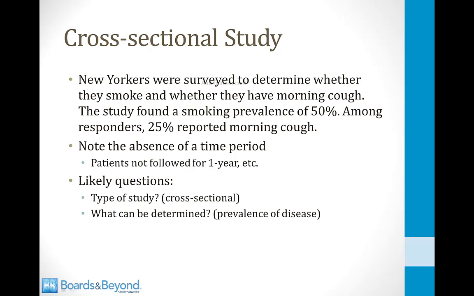So a key thing here is to note the absence of a time period. They never said that they followed patients for 1 year or 2 years or 10 years. And so whenever you see the absence of a time period, you should recognize that this is just a snapshot in time, and that's typical for a cross-sectional study. So some likely questions might be, what type of study is this? It's cross-sectional, or what can be determined? And the answer is prevalence of disease only, not risk ratios and odds ratios.